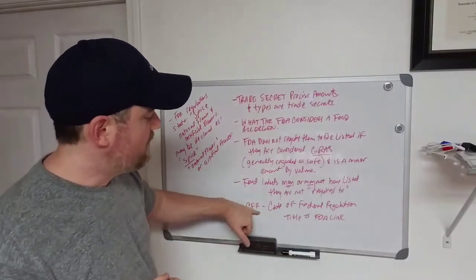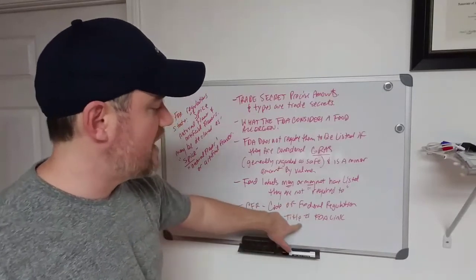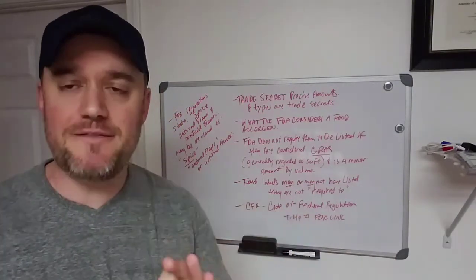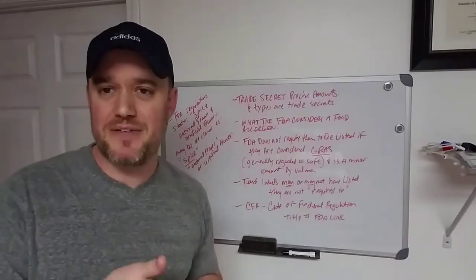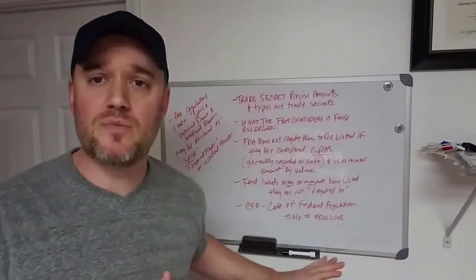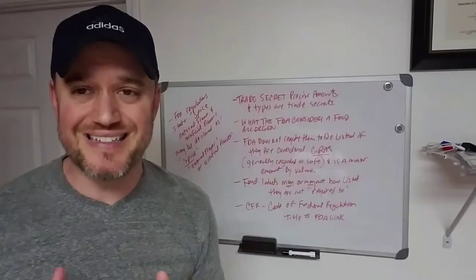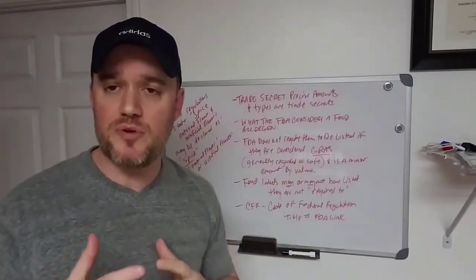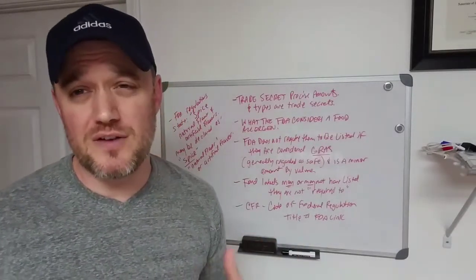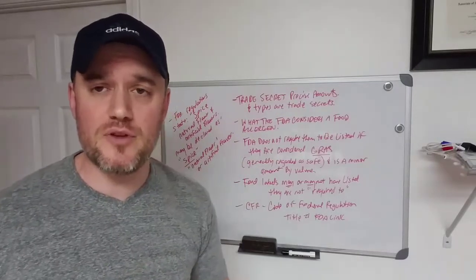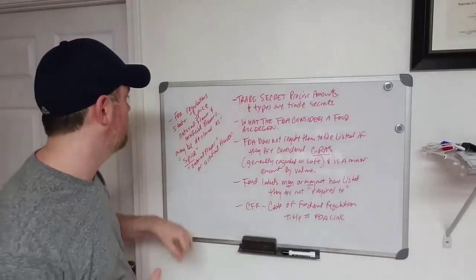So the CFR, which is the Code of Federal Regulations Title 21, is the FDA link. Title 21, this is the specific link that I'll have down below. That is where this information and this video content is coming from, to help you understand the regulations of what they do allow and what they expect from you and what you don't have to have on there.